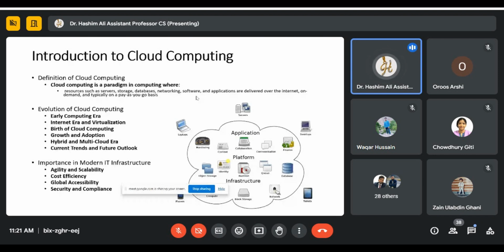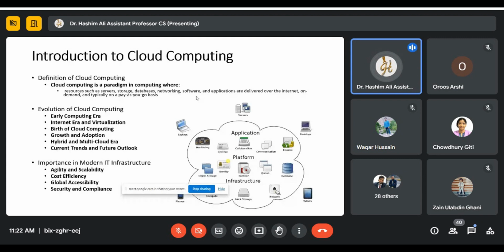and people were diverted towards cloud computing, and people started to adopt the new paradigm of computing. Then we have different models available for the cloud. We have the private cloud or the public cloud, and the amalgamation of both is rated as the hybrid cloud. And then we have the current trends and future outlook. We will discuss that in the upcoming slide.